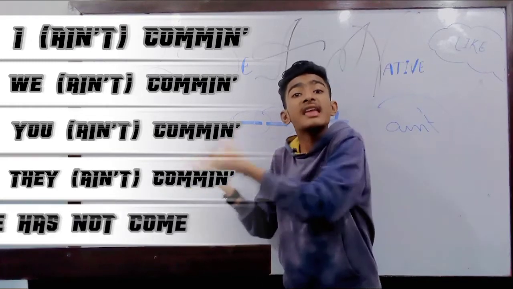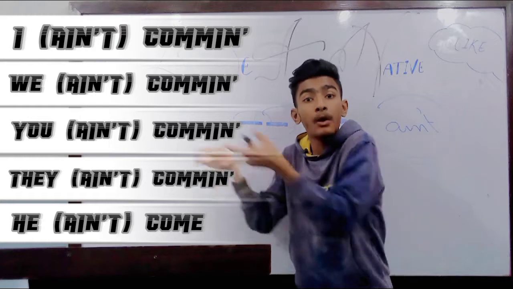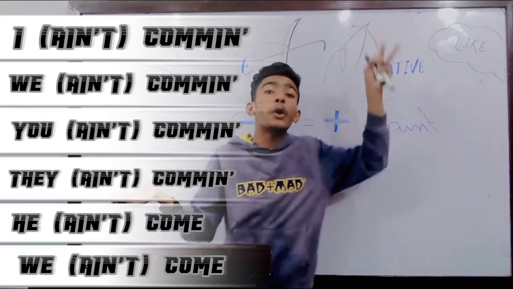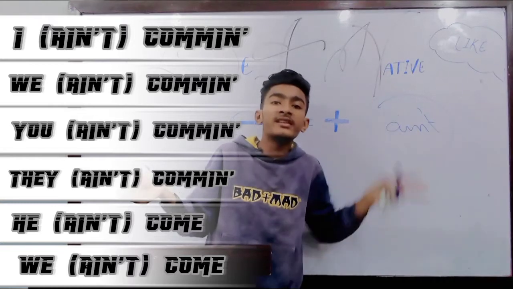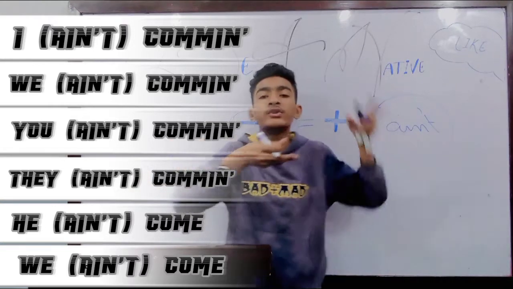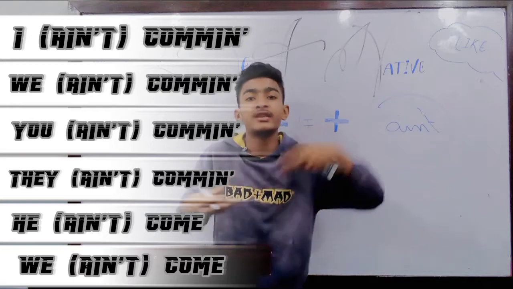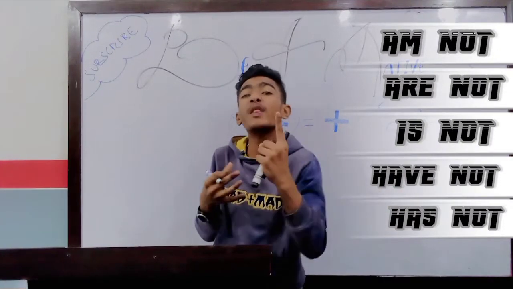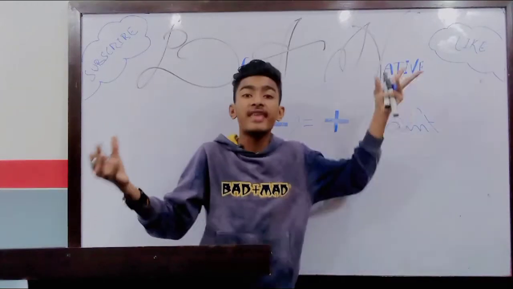Similarly, we have he has not come, he ain't come. We have not come, we ain't come. So instead of using all these negative formulas and all these negative words which you use in your speaking, you can use only one super duper contraction, that is ain't.